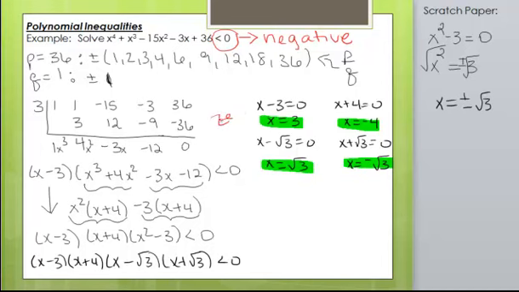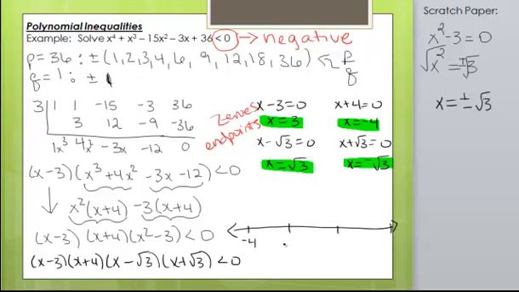Your zeros are also called the endpoints. So these are what we're going to call our endpoints. Now we need to draw a number line. We put all of these numbers on the number line. Make sure you put them in the correct order.